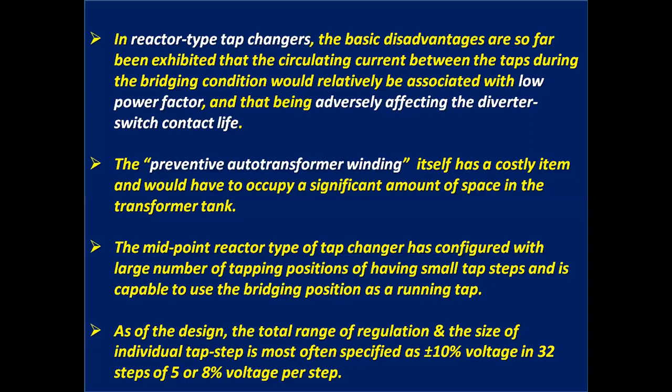The midpoint reactor type of tap changer is configured with a large number of tapping positions having small tap steps and is capable of using the bridging position as a running tap. As per the design, the total range of regulation and the size of the individual tap step is most often specified as plus minus 10% voltage in 32 steps of 5 or 8% voltage per step.